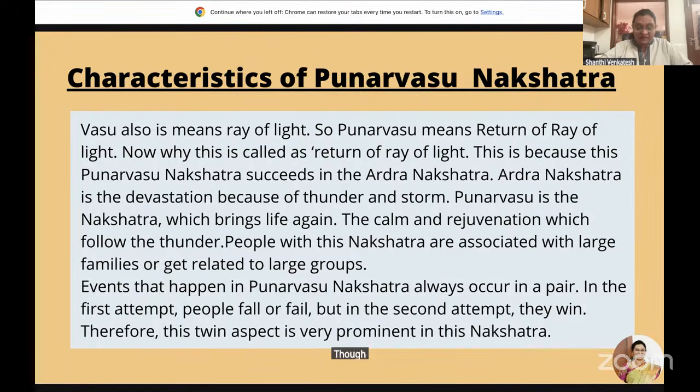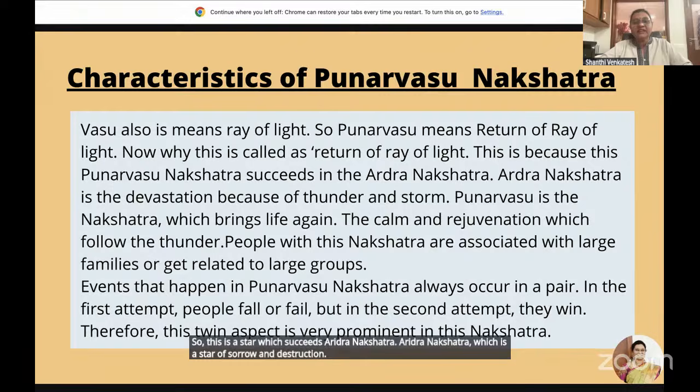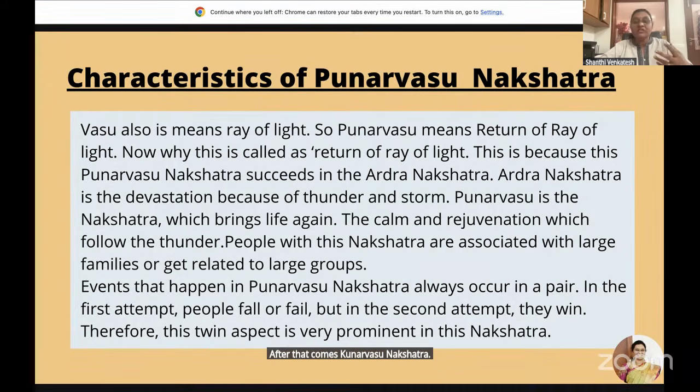Though they face setbacks, they have the capacity to start things again. Here, Punarvasu is a return of the ray of light or return of hope. So this is a star which succeeds Aridra Nakshatra. Aridra Nakshatra, which is a star of sorrow and destruction. After that comes Punarvasu Nakshatra, which brings life again. So here it is more calm. The rejuvenation process happens. After the destruction, the rejuvenation happens.